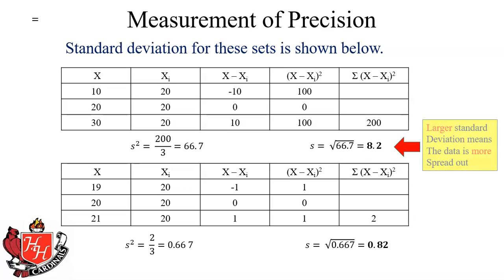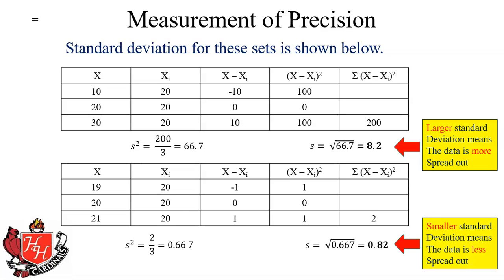So the larger standard deviation means the data is more spread out. The smaller standard deviation means the data is less spread out. And that's what standard deviation tells us. So that concludes our quick lesson on accuracy and precision.